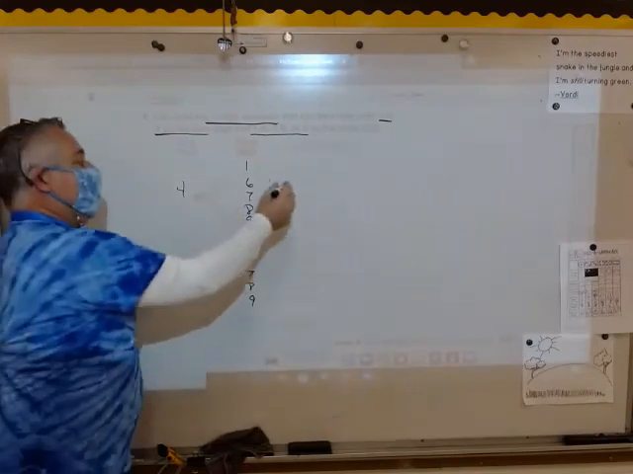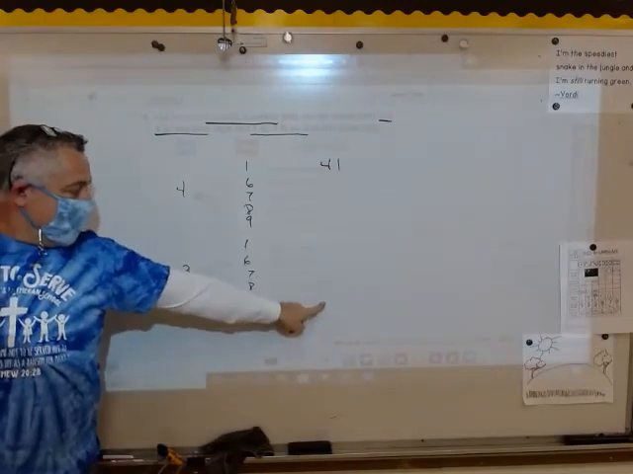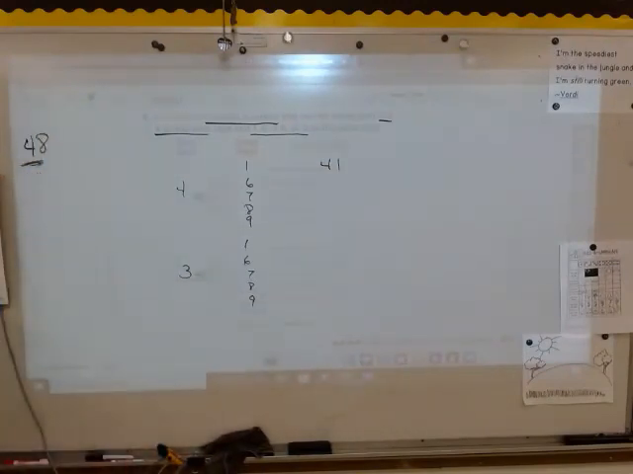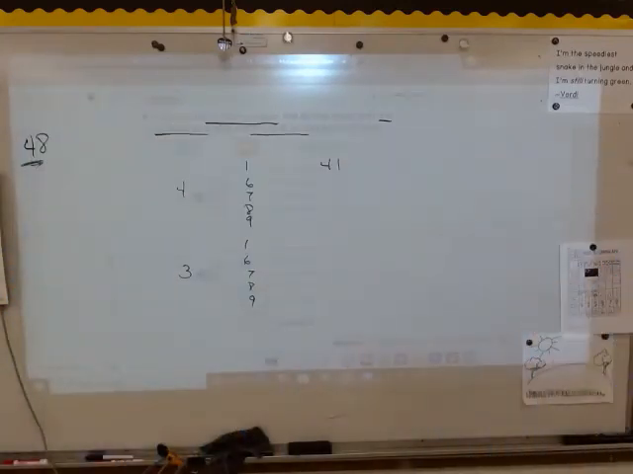41. Go ahead, fill in all of the two-digit numbers that we could end up making. Put in all the different combinations. You look confused. Raise your hand if you want to be unconfused. So, you can make 41.